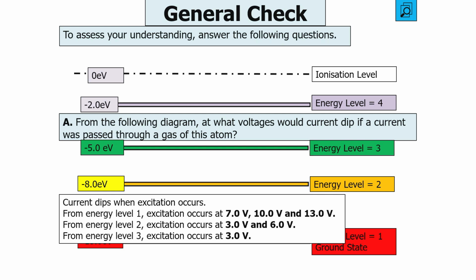So for energy level 1, excitation will occur at 7 volts, 10 volts and 13 volts. At shell 2, or energy level 2, it would be 3 volts and 6 volts. For energy level 3, excitation occurs at 3 volts.